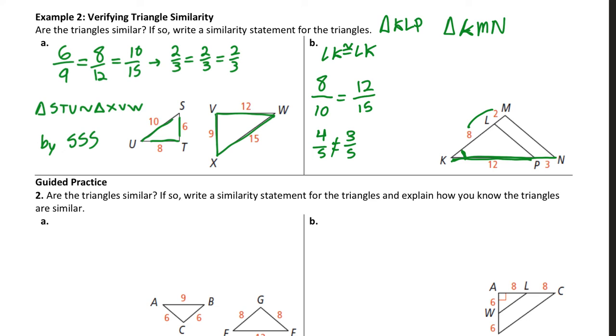That is not a true proportion, so these are not similar by SAS. If these were the same proportion or same ratio, these sides were proportional, I could say they were similar by SAS, but they're not, so I can't say they're similar by that theorem. Again, we will get practice on this. Hopefully it will get better as we go.